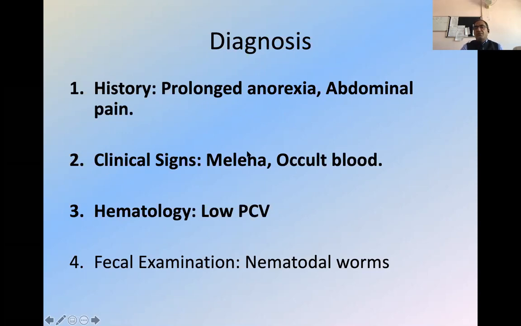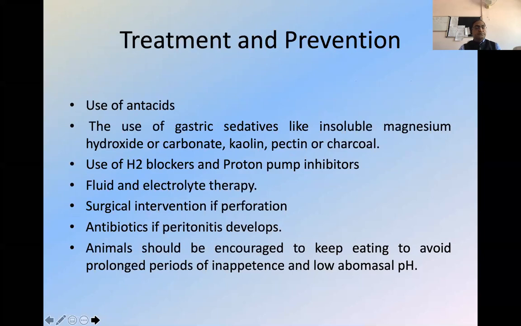Now you have to observe melena and occult blood in the feces. At the same time, when you go for hematology, the hemoglobin level will be down and the PCV level will be low. These are certain indirect indications that something is happening in the GI tract. We have to go for fecal examination to check for any nematode burden. Otherwise, you have to depend upon fecal culture for bacterial and viral isolations.